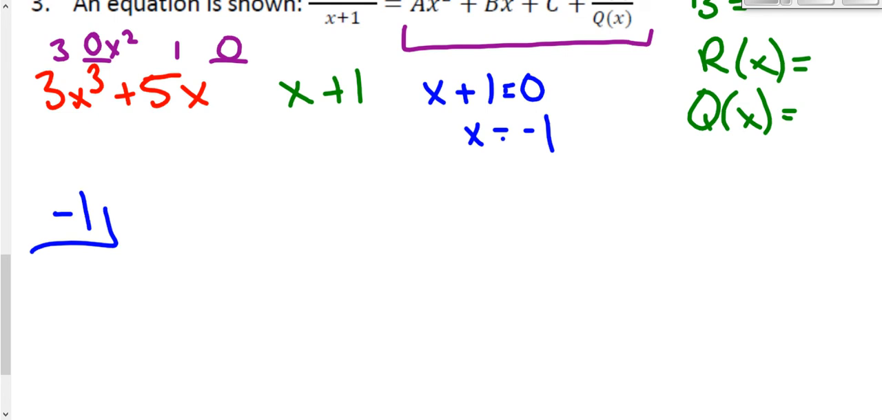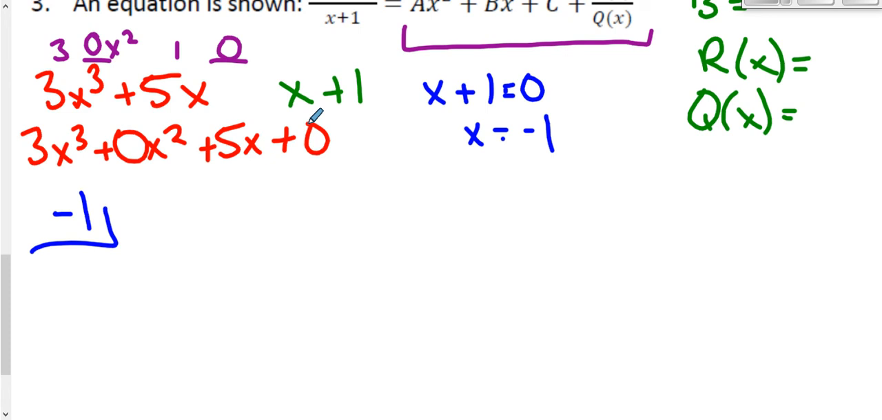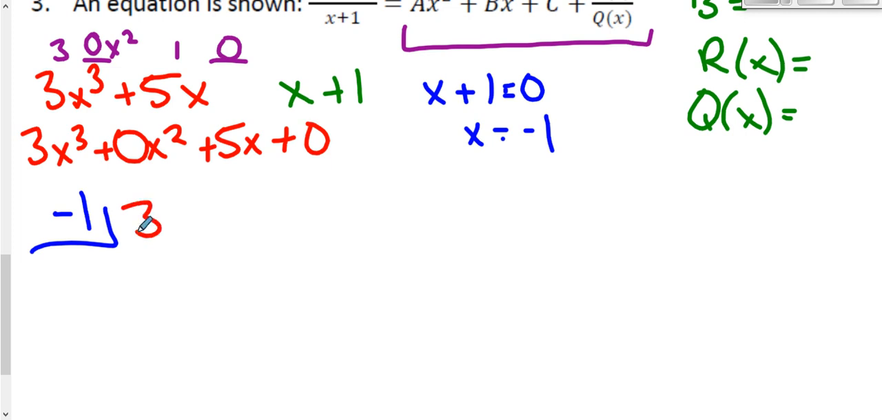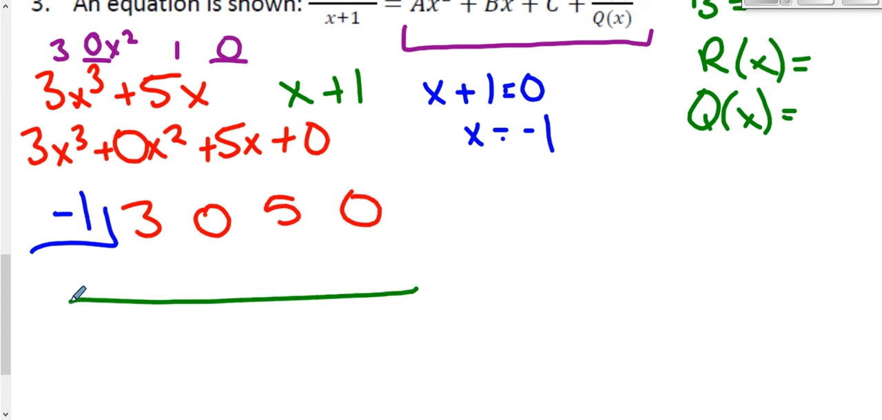So what I'm going to end up with is an equation that looks like this: 3x cubed plus 0x squared plus 5x plus 0. So I have two placeholders of 0. And now I can take the coefficients that I need. So I'm going to need the coefficient 3, the placeholder 0, the coefficient 5, and the placeholder 0. And then I'm going to be ready to do my synthetic division.